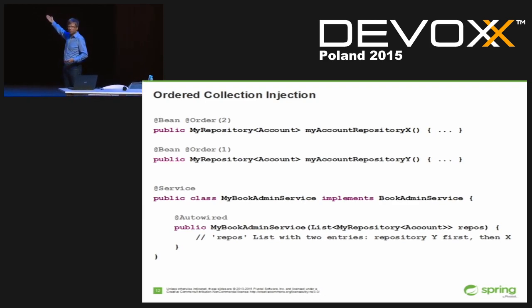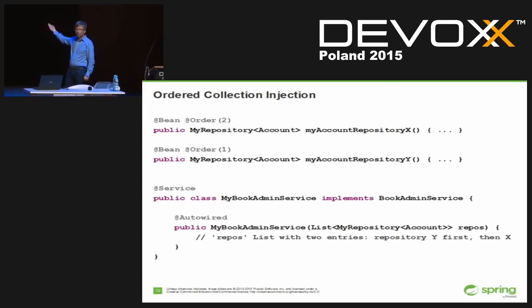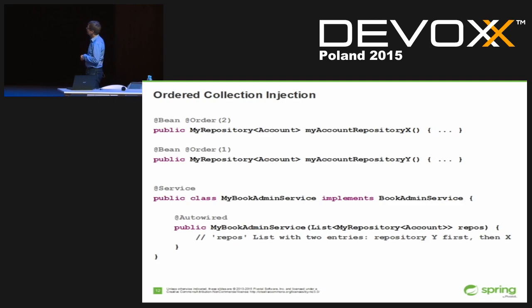It's going to build a list with all of those my repositories of account, and it's going to inject it into your constructor. But not just that, it's even going to use a specific order if necessary. If your admin declarations above have an add order value, before we inject the list, we're going to sort it for you. So you're going to get an ordered list injected into your constructor. In this case, with my account repository Y first, and my account repository X as the second entry in the list. Also pretty expressive with minimal use of annotations only.